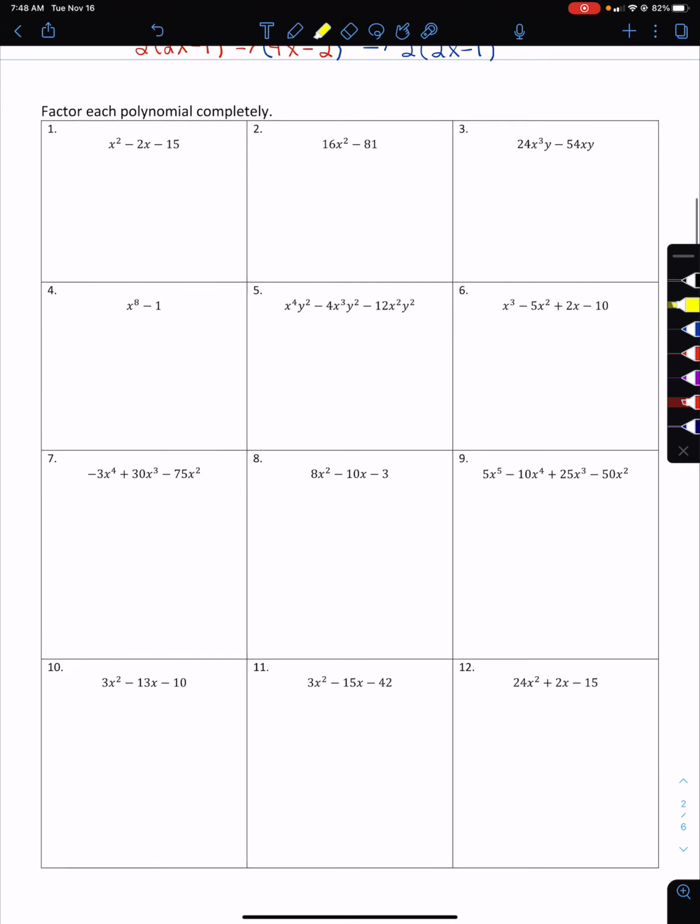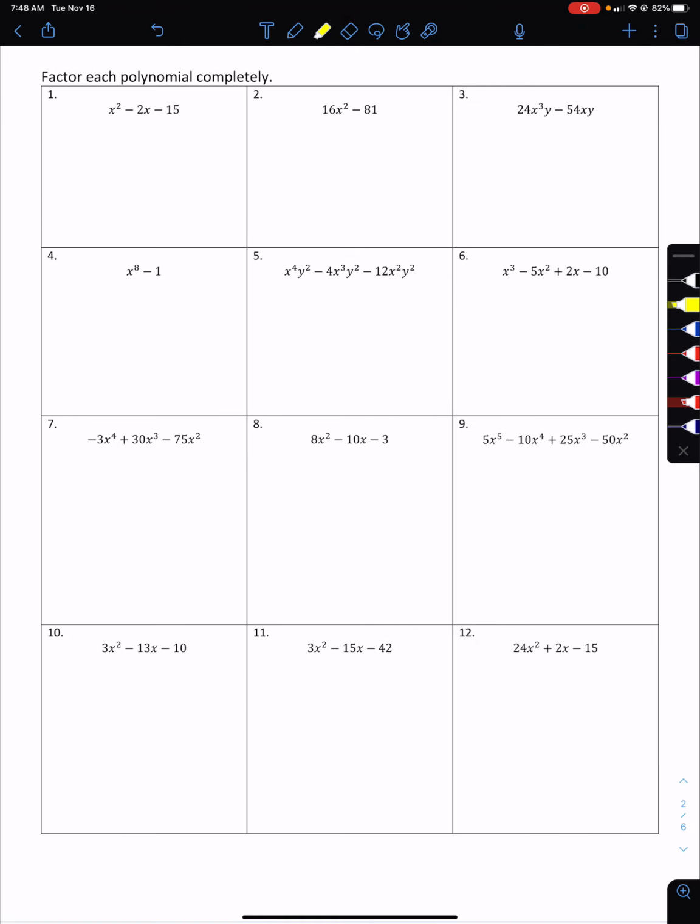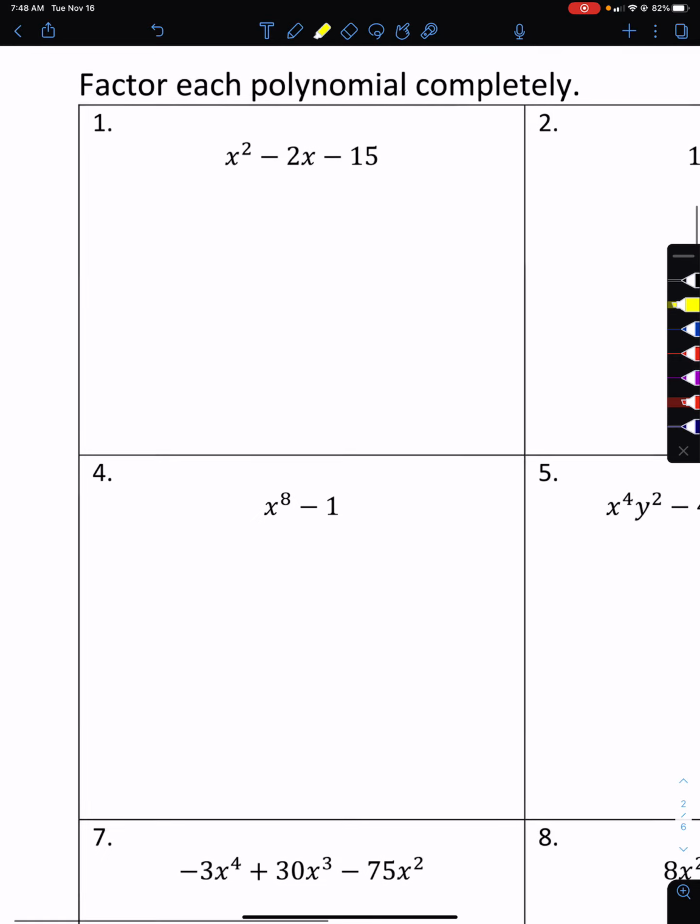All right, so factoring each polynomial. Let me go ahead and just get started with this one. First off, is there a GCF? Is there something that all 3 of them have in common that I can divide out? And there is not. So now it's not 2 terms, so it is 3 terms.